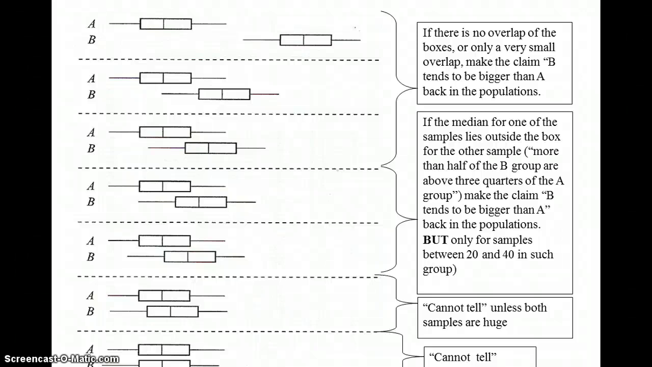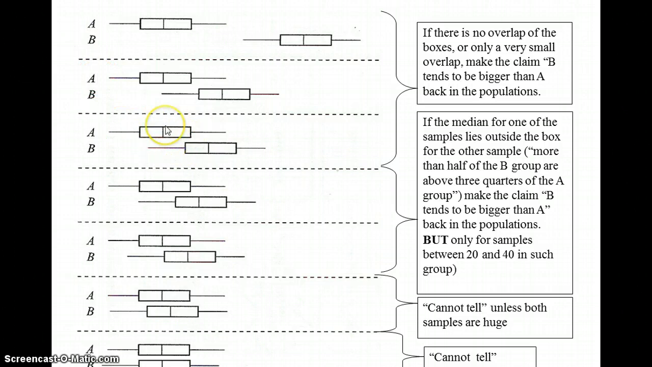Okay, so making the call whether A is bigger than B or B is bigger than A. If you look at this top graph, it's very clear. B's median is larger than A's median. This graph is also clear because the lower quartile of B is above the upper quartile of A. Therefore, we can make the call B is bigger than A.